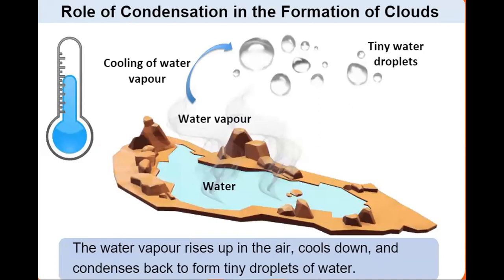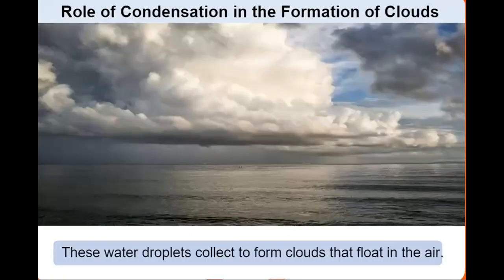Role of condensation in the formation of clouds. Look here, the water which is evaporating is water vapor, and it will cool down and form tiny water droplets. When it reaches a certain height, it gets cooled down, and it forms tiny water droplets. The water vapor rises up in the air, cools down, and condenses back to form tiny droplets of water. These water droplets collect to form clouds that float in the air.